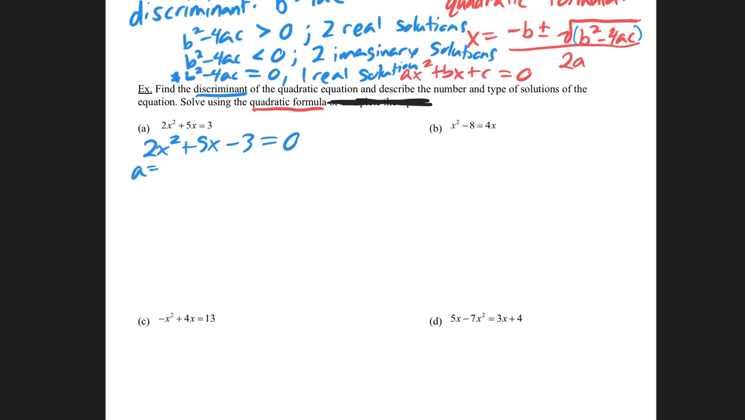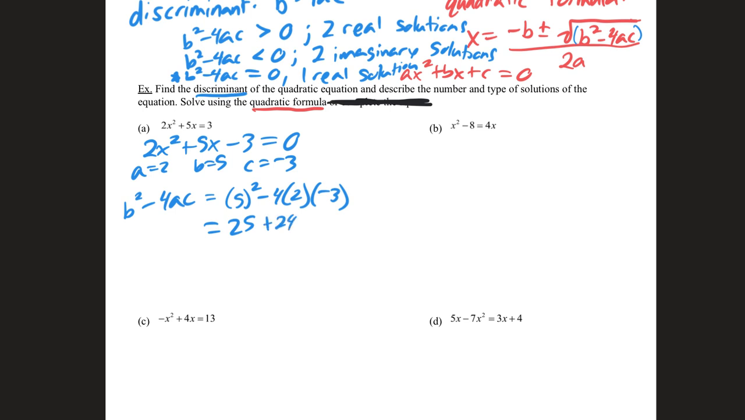So a is equal to 2, b is equal to 5, c is equal to negative 3. So if I do b squared minus 4ac, that's 5 squared minus 4 times 2 times negative 3. You need to be able to do that without a calculator, but if you're doing a bunch of these problems and you want to type that in the calculator, it's fine. All right, that would be 25. And then negative 4 times 2 is negative 8 times negative 3 is positive 24. So I get my discriminant is positive 49, which tells me two things.